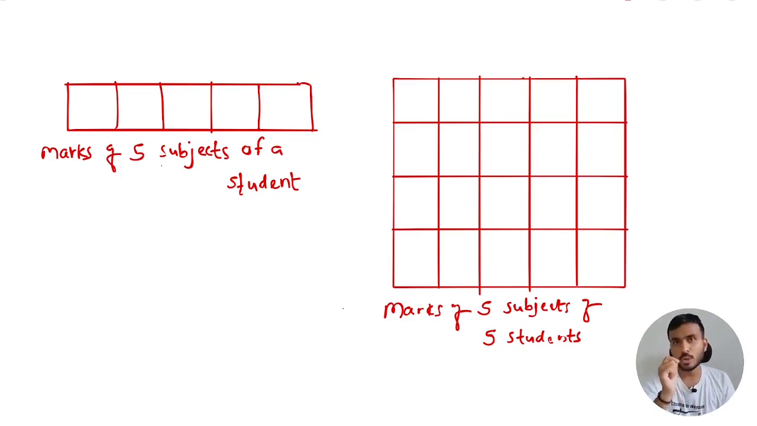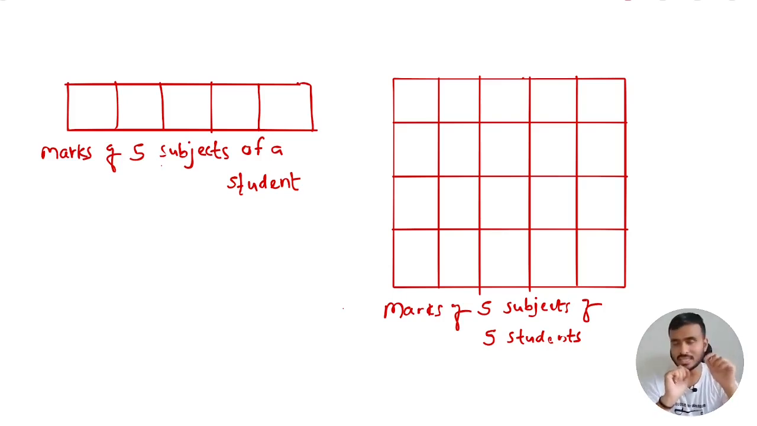Now there are some programming languages like Python and JavaScript. These languages also support storage of heterogeneous data in their arrays. But as we are learning C++, it doesn't allow storage of heterogeneous data in an array. I hope you are clear with this point.